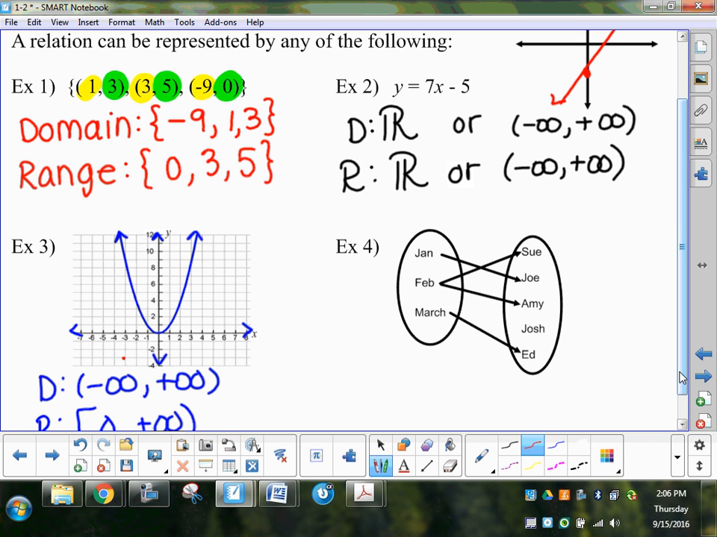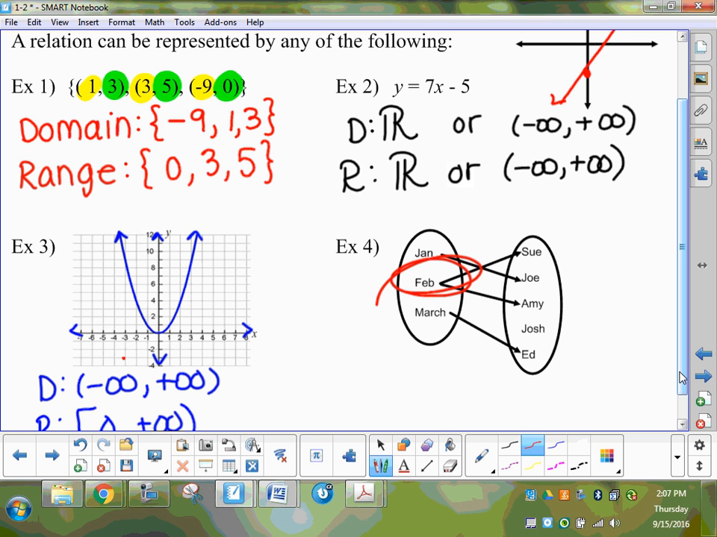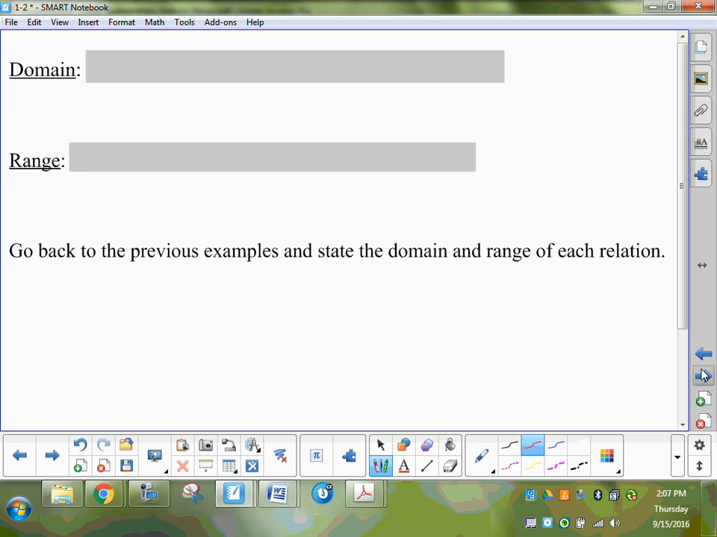How can it be an onto function if it's not even a regular function? You can't get to the second part of the definition. Why isn't this a function? February has multiple outputs. It doesn't work. It doesn't matter that Josh isn't used because it doesn't even reach the first part of the definition of an onto function. Now, we'll talk about after that.